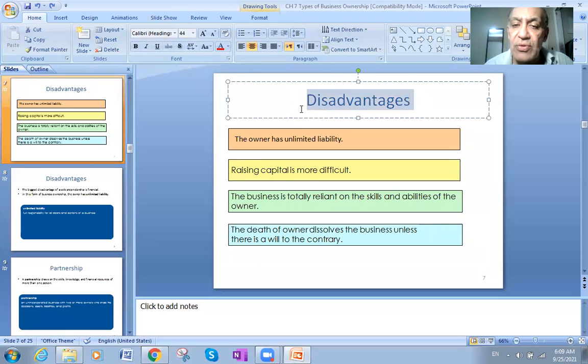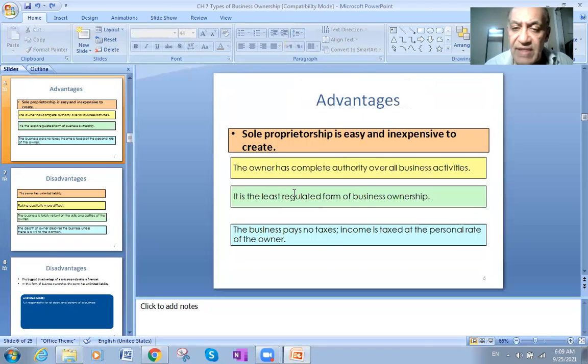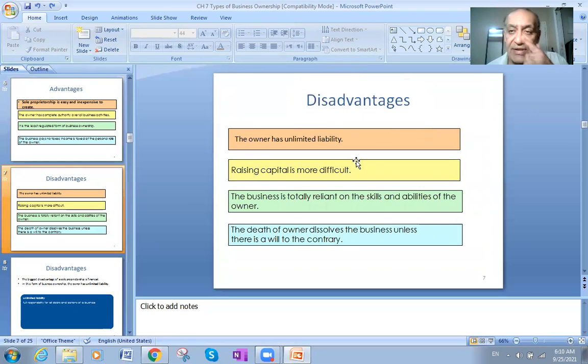Now we'll go to the disadvantages. We said also one of the advantages here is that the owner of the business is the one who manages. He owns and he manages. But take care, because this may be an advantage and at the same time a disadvantage. We'll go now to the disadvantages of the sole proprietorship.